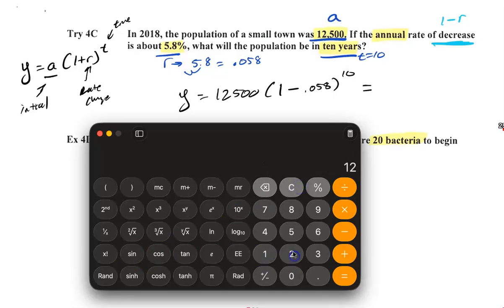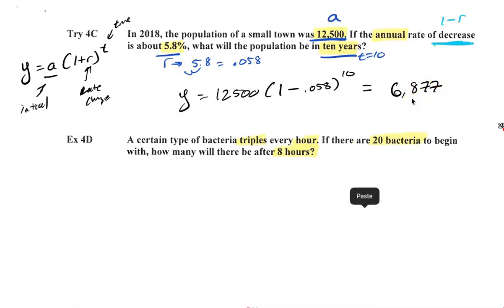So 12,500 parentheses 1 minus 0.058 close parentheses. And again, I want to do a power of 10, so I'm going to use the X to the Y power and 10. Hit enter, and I get 6,877. And it's people, so you probably round to the nearest person, no decimals here. Think about that many people. So that's how much it grows, or actually decreases. After 10 years, they've almost lost half their population.